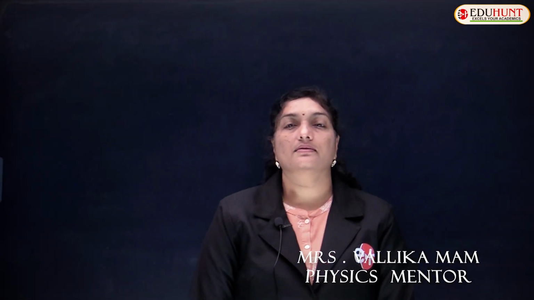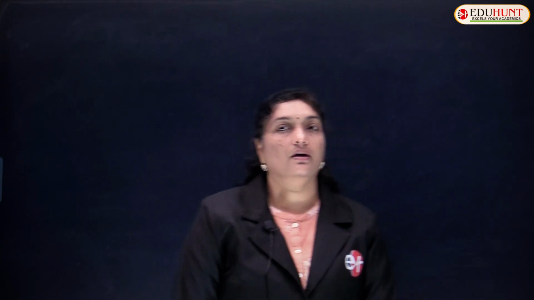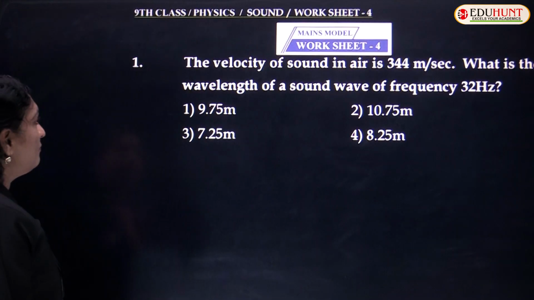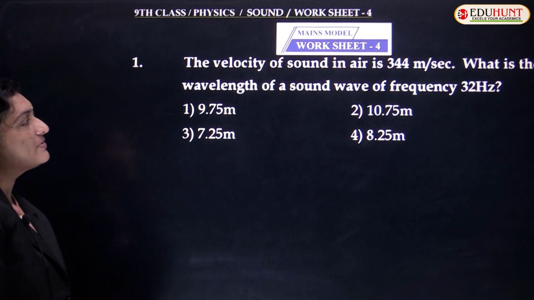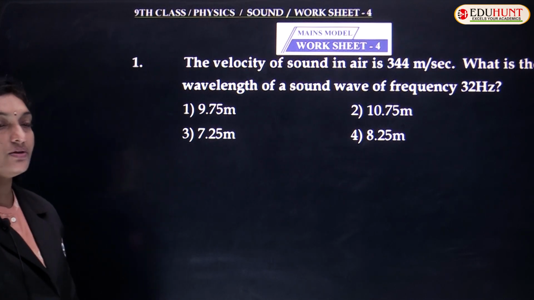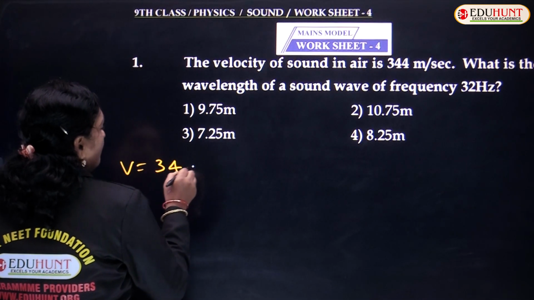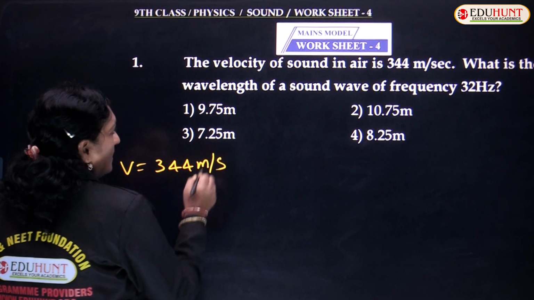Welcome back, children. Now let us look at worksheet number 4 of the wave motion chapter. So let us move with the first question. Here we go. The velocity of sound in air is 344 meter per second. So velocity V is given as 344 meter per second.